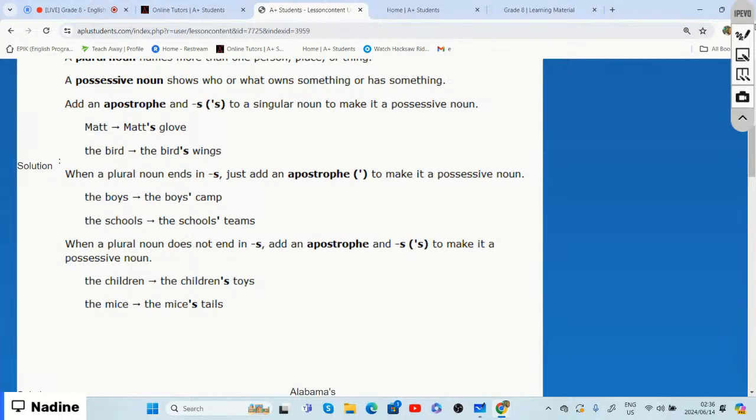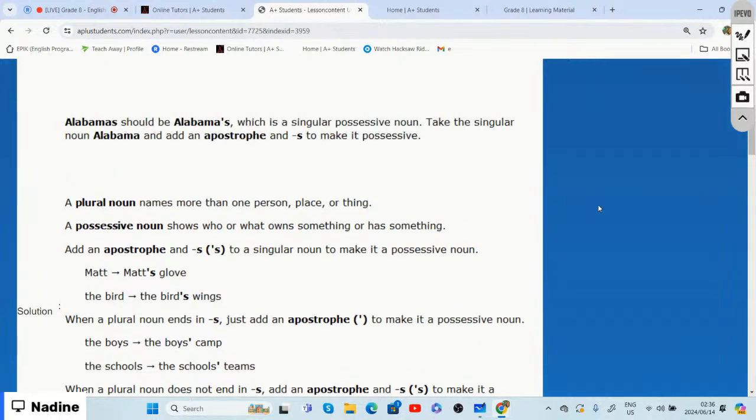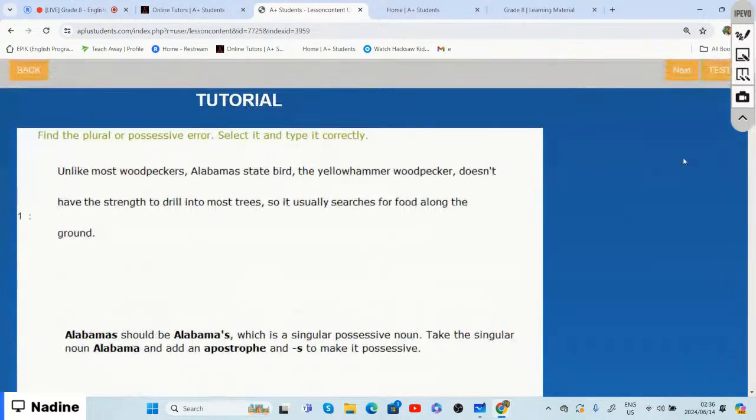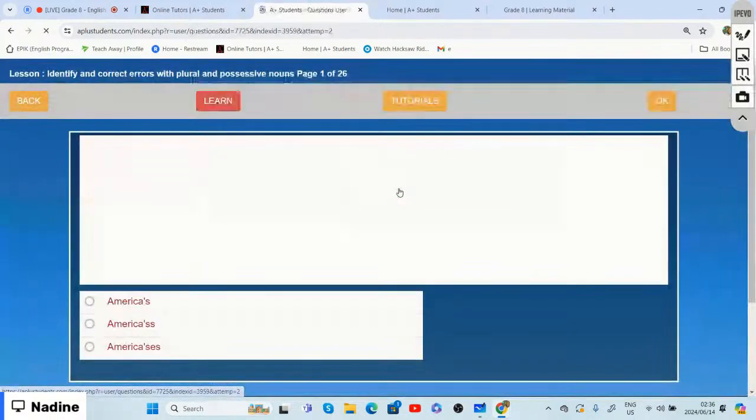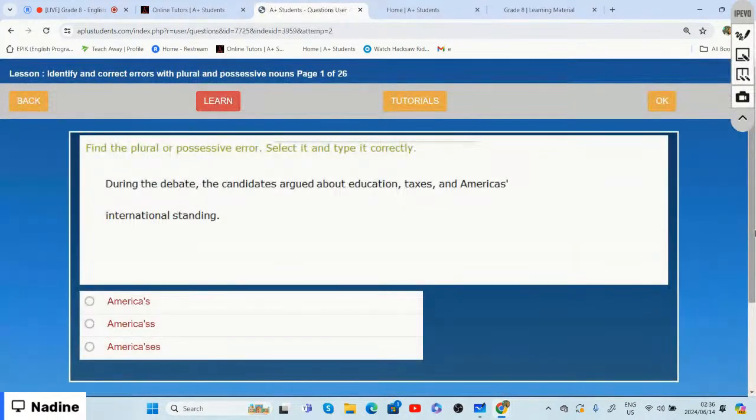And there we have our apostrophe only. Let's go to our test. So we need to either find the plural or the possessive error, right? Remember, plural is where we only add an s to the word to show that there is more than one. Whereas a possessive noun shows who owns something or who has something, and we add an apostrophe and an s to a specific word to show position.